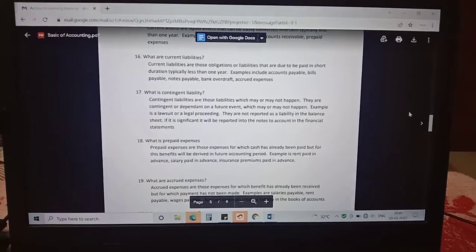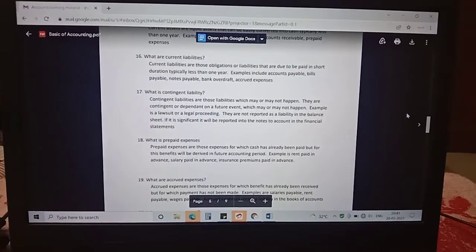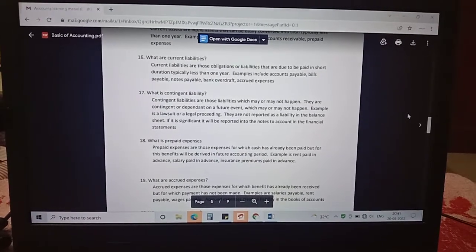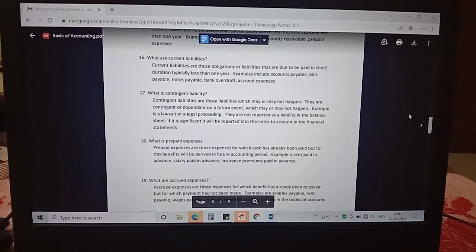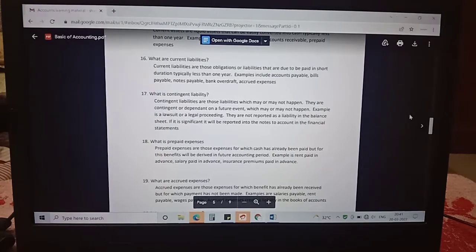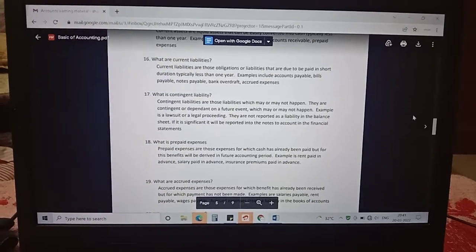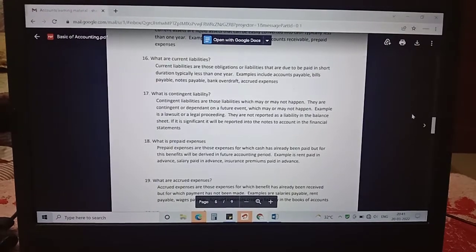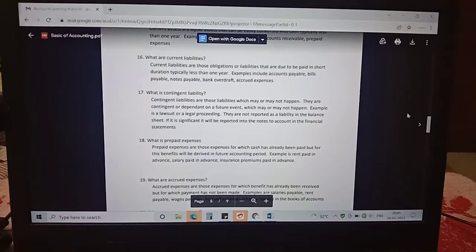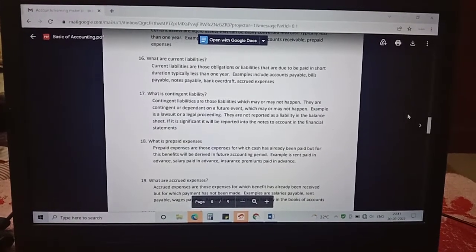And this is one question which is usually asked by many HR people: what is contingent liability? These are liabilities which may or may not happen. They are contingent or dependent on a future event which may or may not happen. An example is a lawsuit or a legal proceeding. They are not reported as a liability in the balance sheet. If it is significant, it will be reported in the notes to accounts in the financial statement.